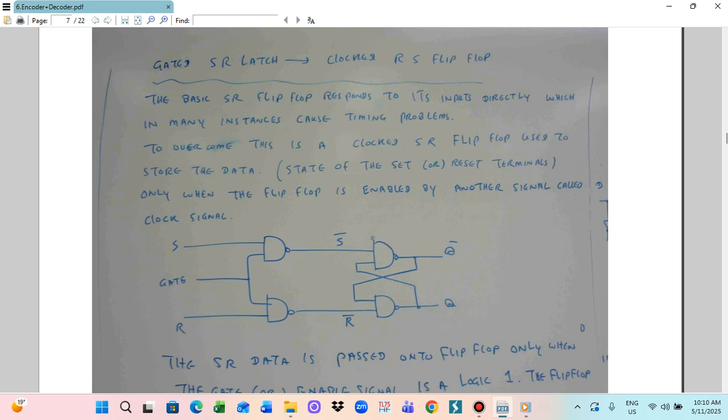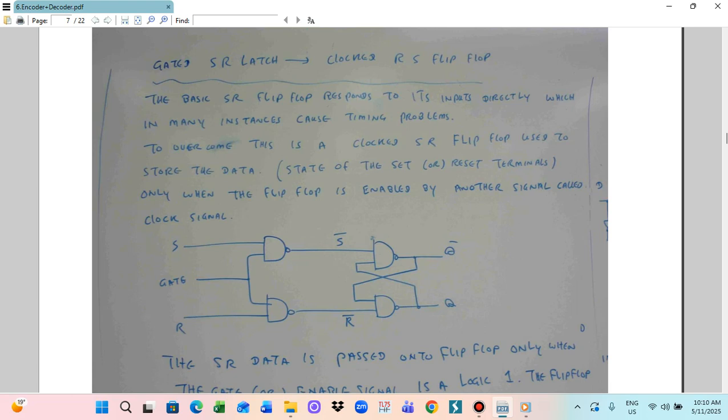So this one will be like this. This is S, this is R. That will be the gate signal. This is the S bar, this is R bar. So this is the gate signal for the gated SR latch. So in this case, from the gate we can get the signal, and this is the flip-flop, for which we use the gated SR latch.